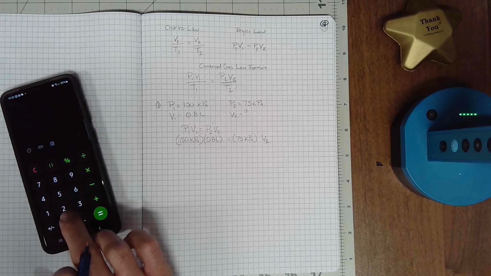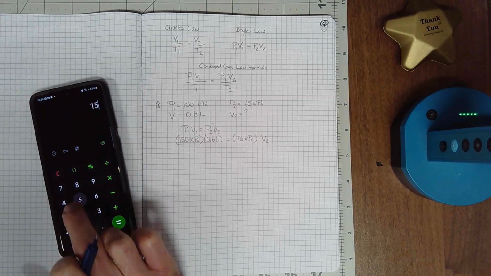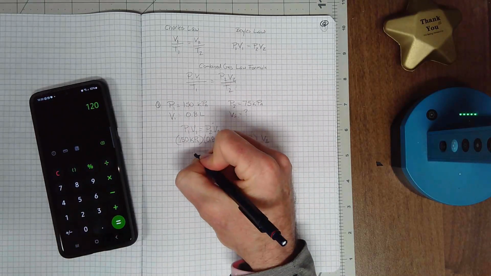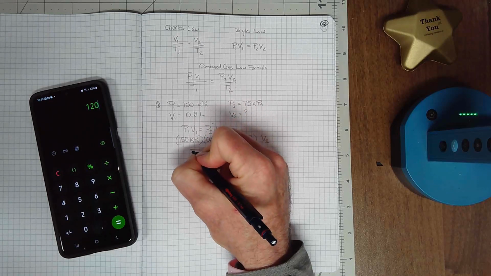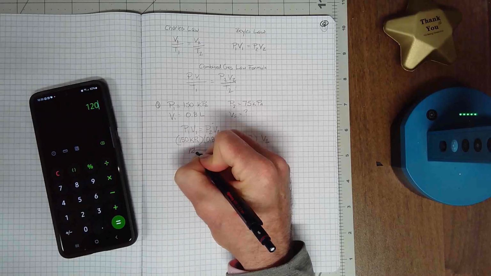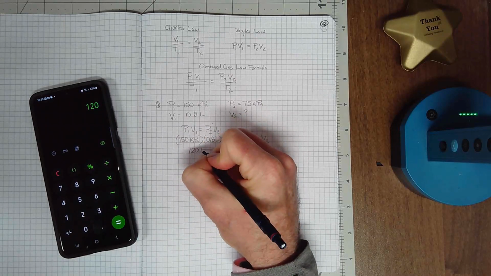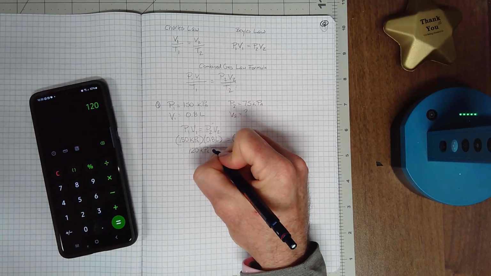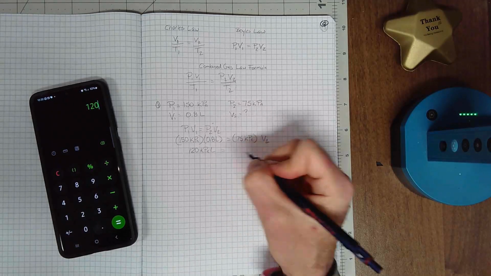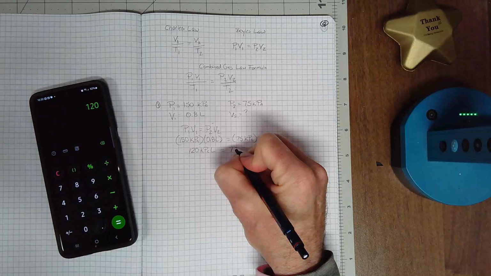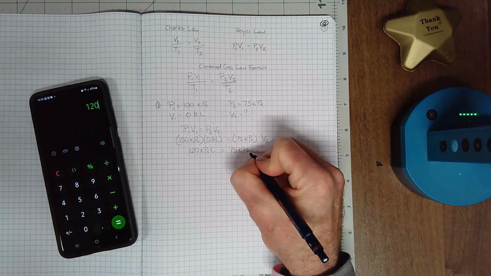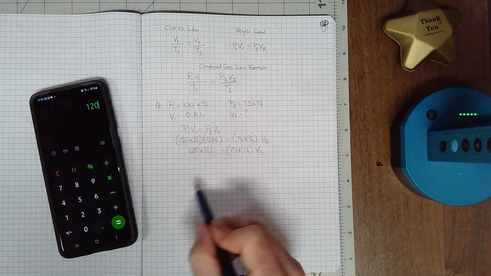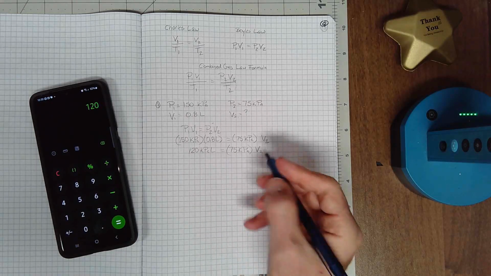I'm going to say 150 times 0.8. So I'm going to simplify that, and that's going to be 120 kilopascals times liters. Then continue over here, 75 kilopascals times volume 2. And now we need to divide both sides by 75 kilopascals.